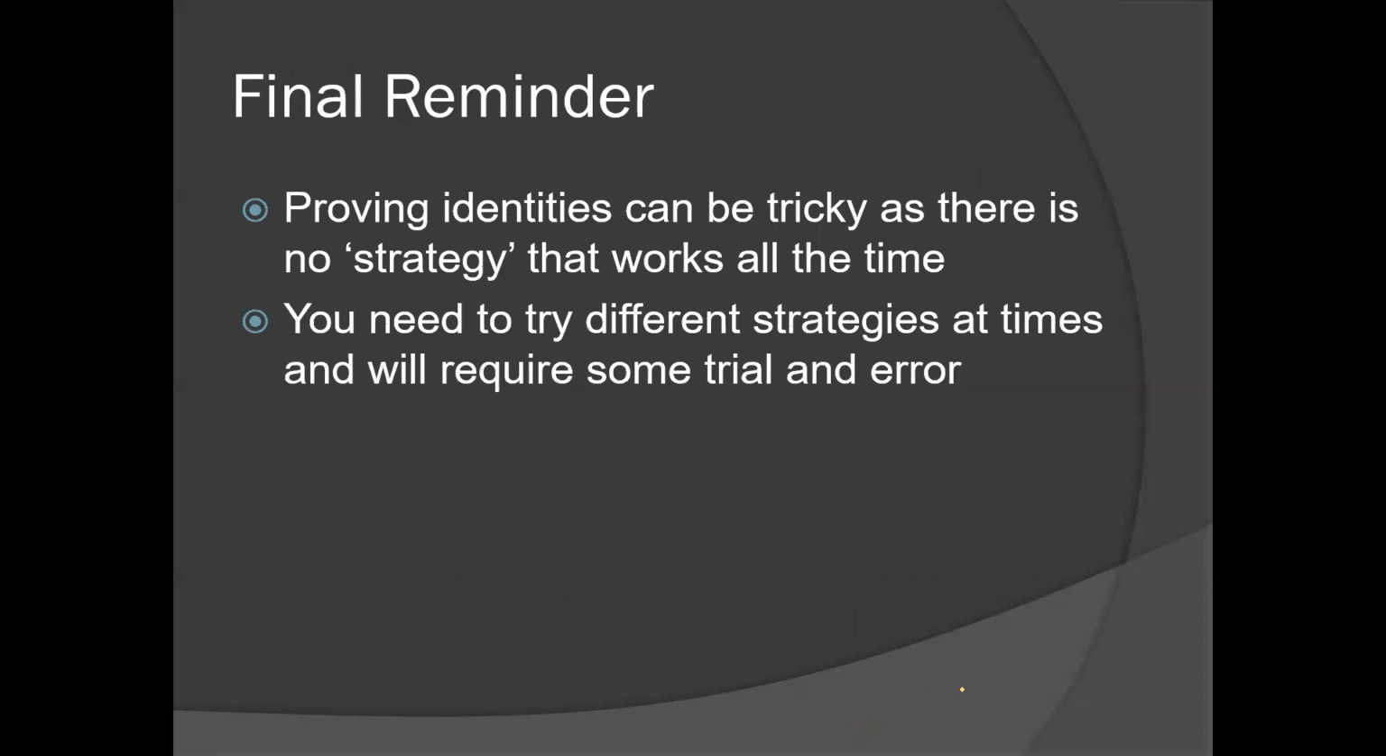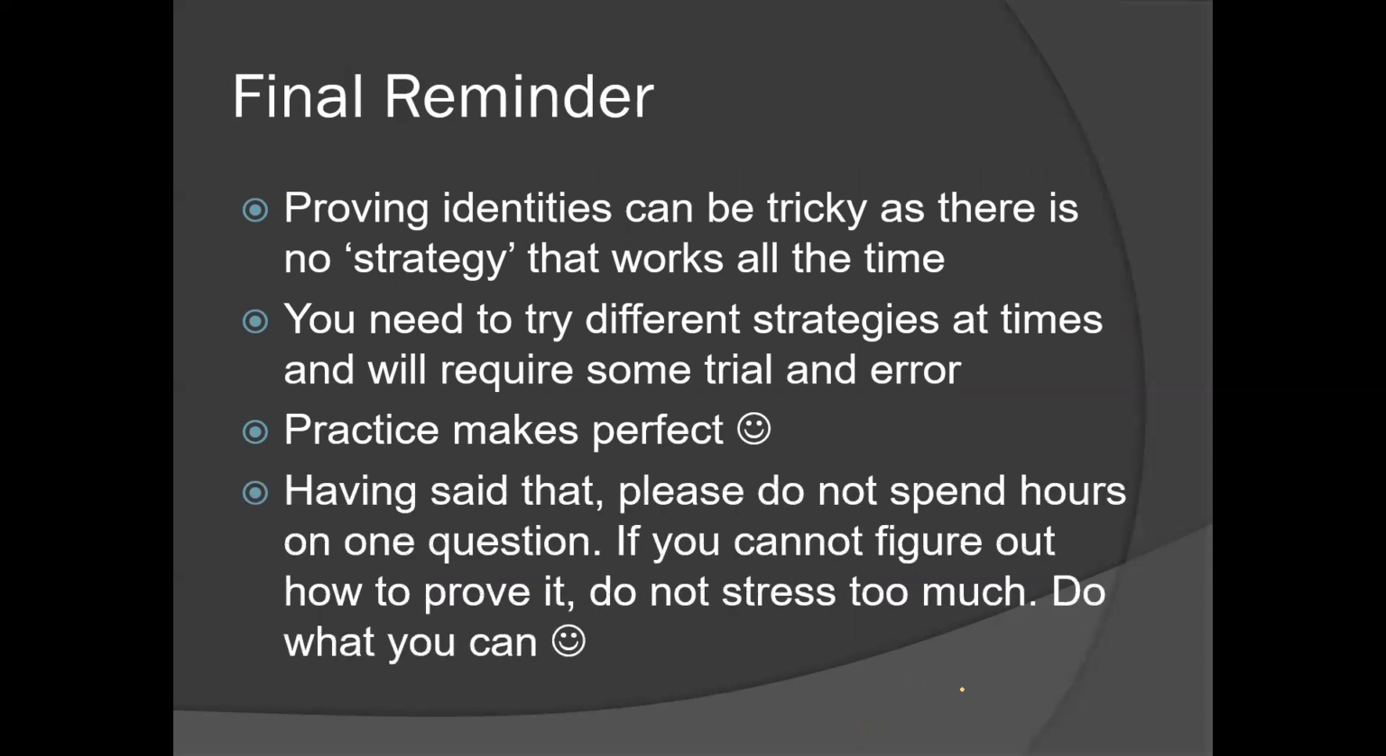So final reminder here, proving identities, as you can see here, is tricky. There's not really one strategy that works for everything. So you have to try different strategies, and it's going to require some work. It's going to require trial and error, and that's frustrating. I get it, but you just have to keep trying, okay? Practice makes perfect. And having said that, I really do mean this. Please do not spend hours and hours and hours on one question.